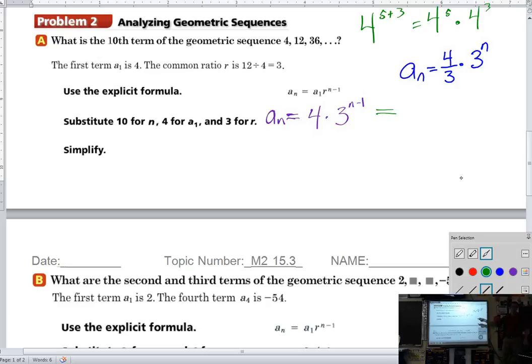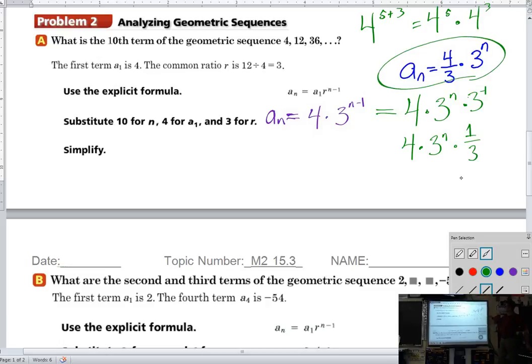I'd love for you to write this down. It's not that you have to, but this is one of those play with numbers things. This 3 to the n minus 1 can be rewritten, which is 3 to the n times 3 to the negative 1, which is that.